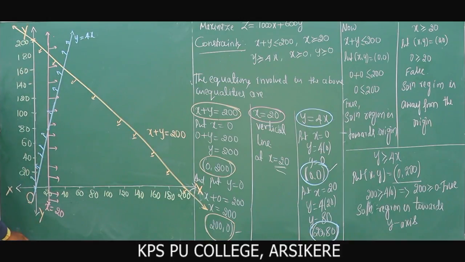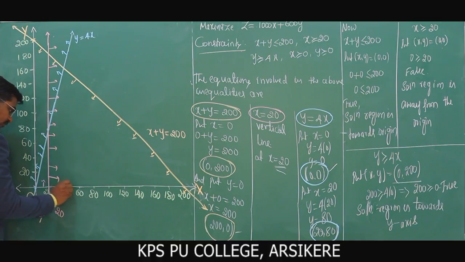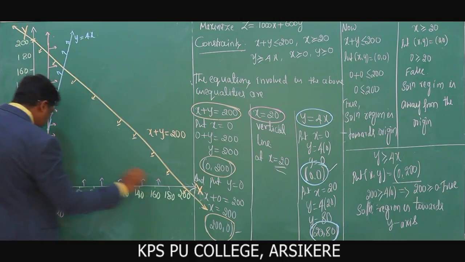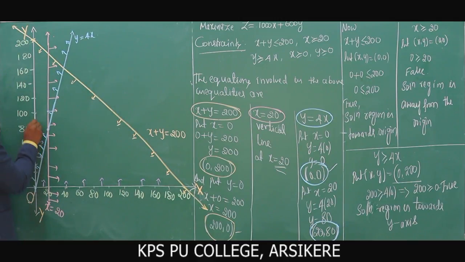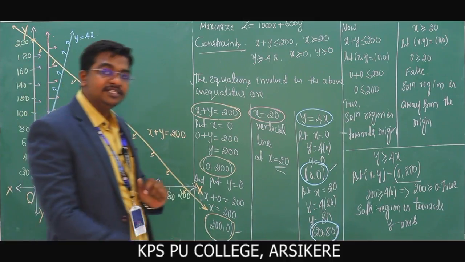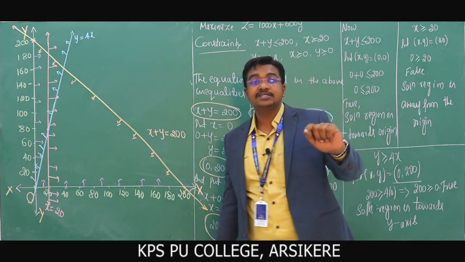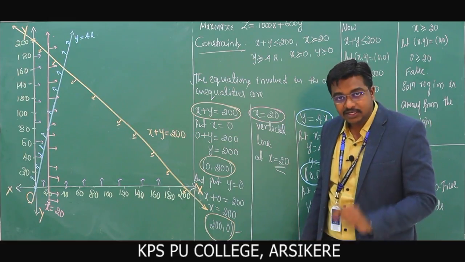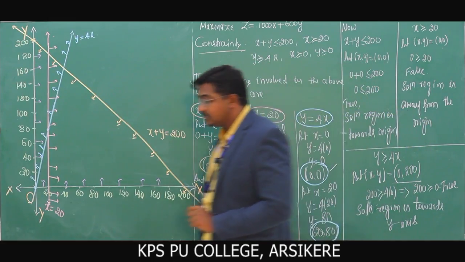And also the non-negative constraints, x greater than or equal to 0, y greater than or equal to 0. This will be y greater than or equal to 0 and x greater than or equal to 0. Okay, this is a line. Next step, we need to find the feasible region. What is the feasible region? The common region determined by all the constraints including the non-negative constraints. That region we call a feasible region.